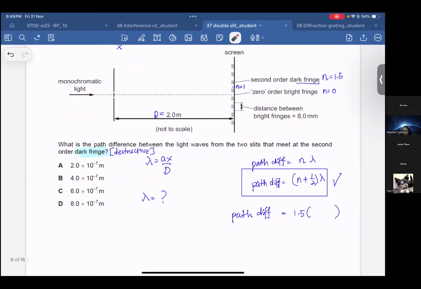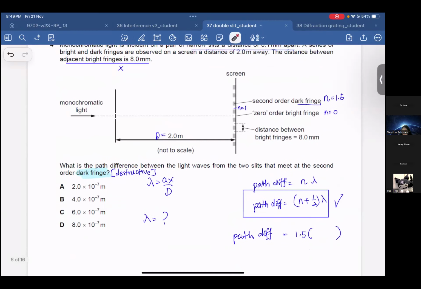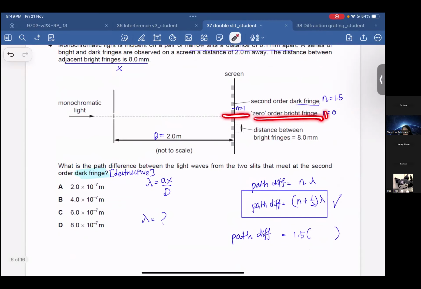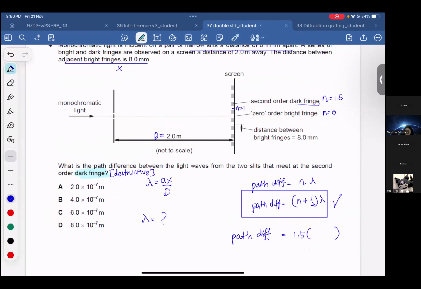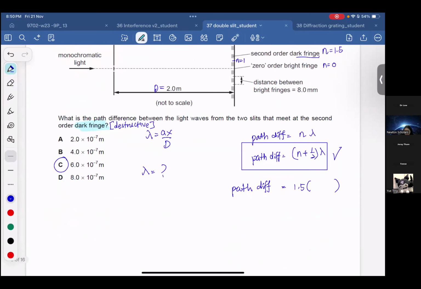So in phase, for destructive interference, we know it is 0.5. At the center here, we say n equals to 0. Then the next bright fringe we call n equals to 1. Dark fringe will be 1.5. Answer C, correct. If you do it correctly, your wavelength should be 4 times 10 to the power of negative 7 m. So 4 times 10 to the power of negative 7 times 1.5, you get 6 times 10 to the power of negative 7 m.